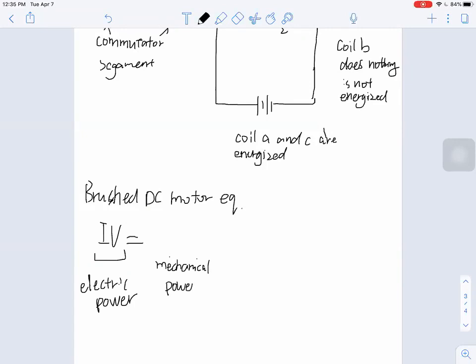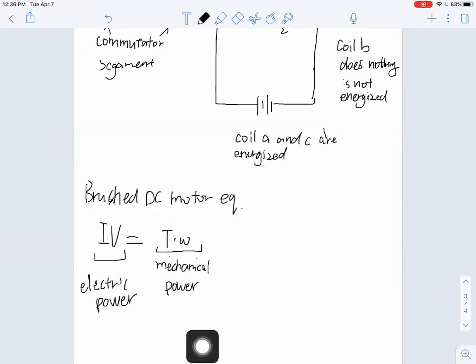That's going to be torque times omega, which is the angular velocity, angular speed, right? That would give you mechanical power. If this is just the equation, we would have 100% efficiency, right? No matter how much electric power you input to the motor, you get that much power as mechanical power. However, this is not possible in reality. In reality, we always have losses.